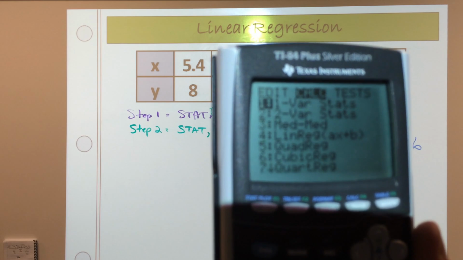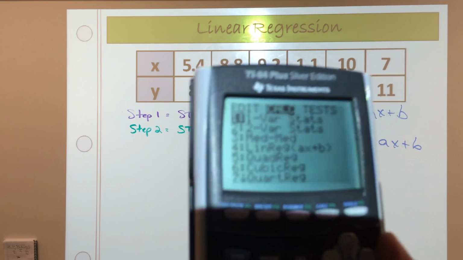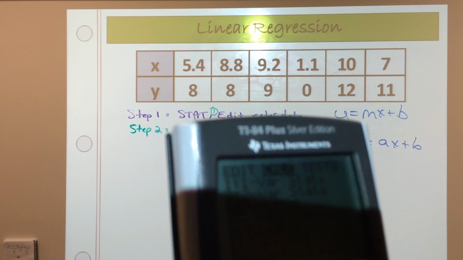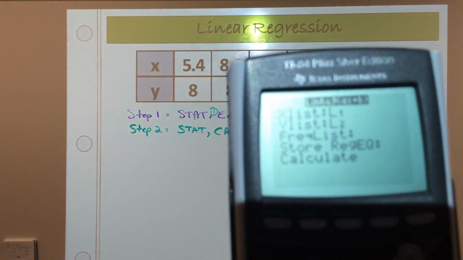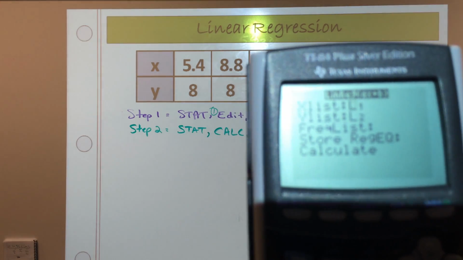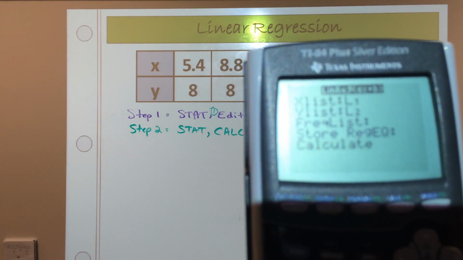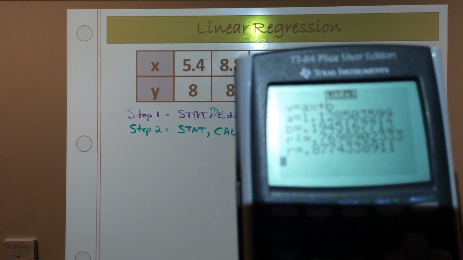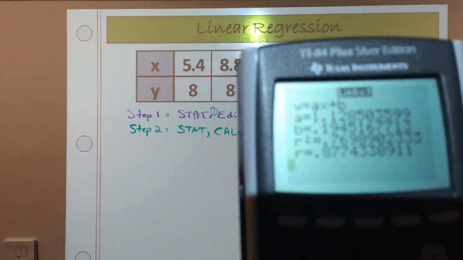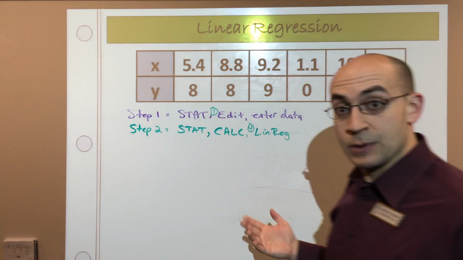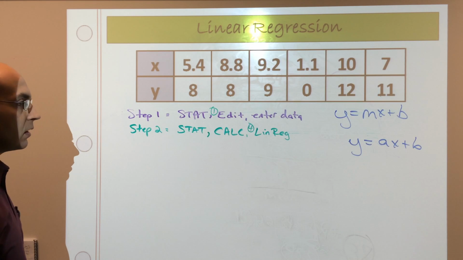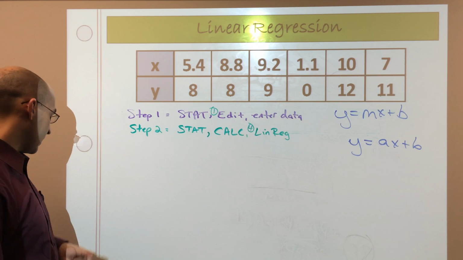Now you see a whole bunch of things there. Right now, the only thing we need is choice 4, which is LinReg ax plus b. I'm going to go down and choose that. Press enter. Now I have a bunch of stuff you don't have. You're just going to keep hitting enter until it actually calculates for you. You see how it's blinking right there, so I'm going to calculate that. A represents the slope, as it does in slope-intercept form. B represents the y-intercept. And there's another letter that we talked about yesterday, and that is R. R represents the correlation coefficient, and we'll get to that in a second.